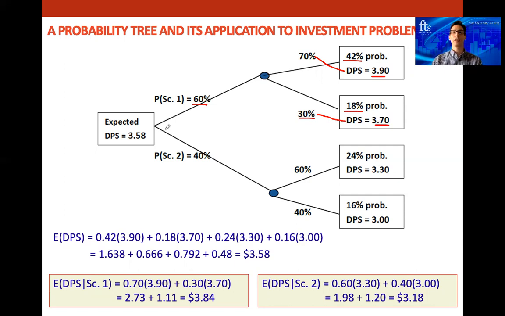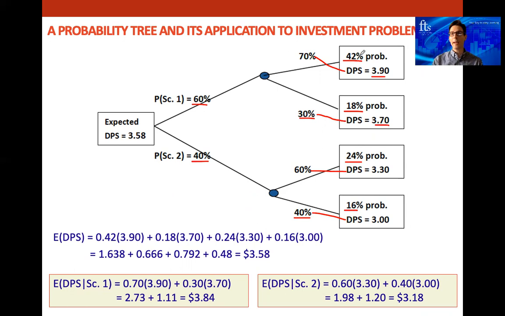And then now turning our attention to scenario 2, they said there's going to be a 40% chance of that happening. And if scenario 2 happens, then there's going to be a 60% chance of getting a $3.30 dividend. So now the probability thereof is going to be 0.4 times 0.6, which is going to be 24%. And then lastly, if scenario 2 happens, then there's going to be a 40% chance of getting a $3 dividend. And to work out that probability, it's just going to be 0.4 times 0.4, which is 16%.